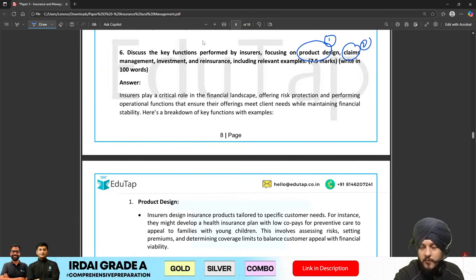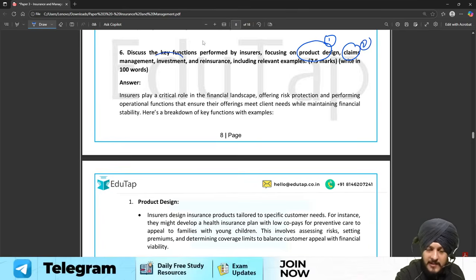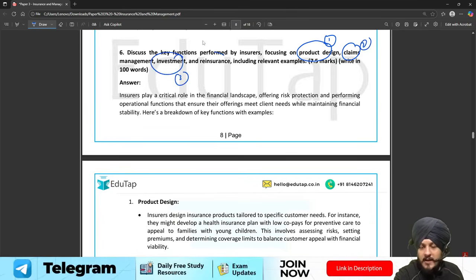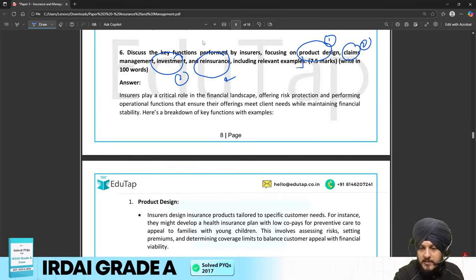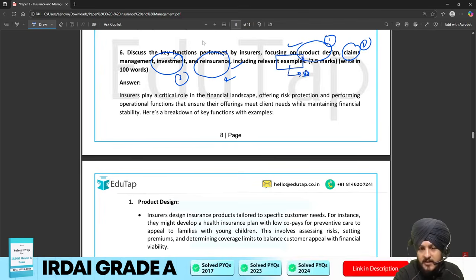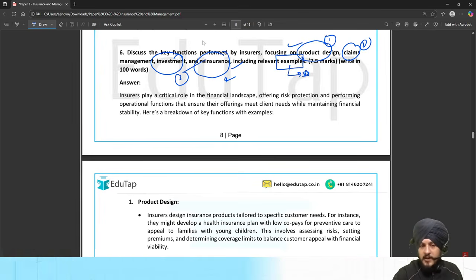Then heading 2 will be regarding claim management, heading 3 will be regarding investment, and heading 4 will be regarding reinsurance, right? And apart from that, please do not miss this very important keyword, which is examples. So you have to provide examples for these points, whatever headings you are writing.